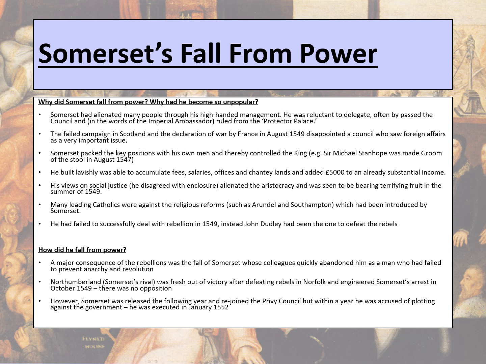He'd accumulated a number of different salaries and offices, chantry lands as well, obviously once the Chantries Act had been passed in 1547. And so this just basically made it look like he was taking all of the power and wealth for himself and not really delegating it effectively and fairly to other people in the council, which he didn't. We've also got to think about how he falls from power.